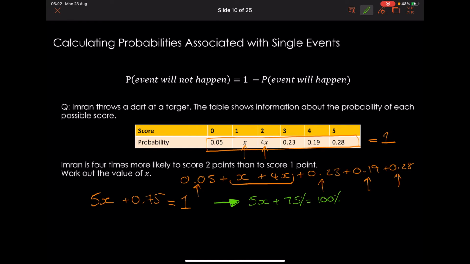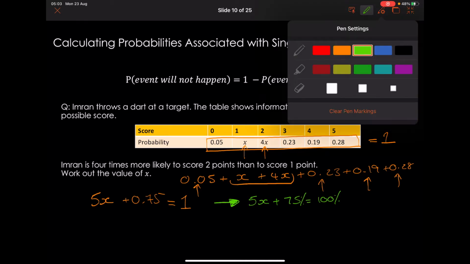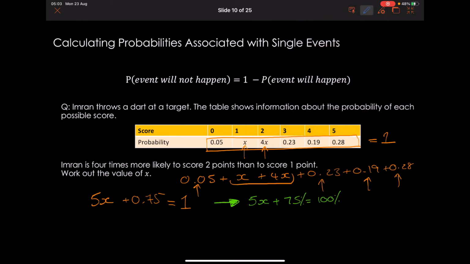And to work out 5x, we need to rearrange this equation, don't we? We need to work backwards to find out what x is, get x on its own. So I'm going to subtract 75 from both sides so that I can get 5x on its own. That leaves me with 5x on this side equals 25% on this side. Because 100 take away 75 is 25. If I did that to this side, I would take away 0.75. That leaves me with 5x equals 0.25. It's exactly the same, we're just doing one as a decimal and one as a percentage.